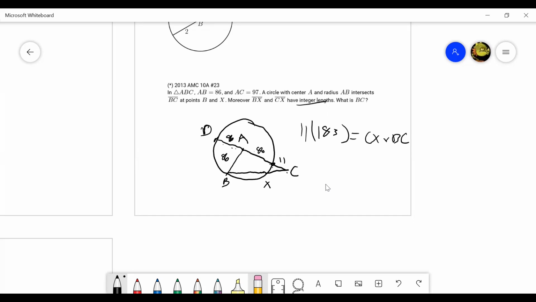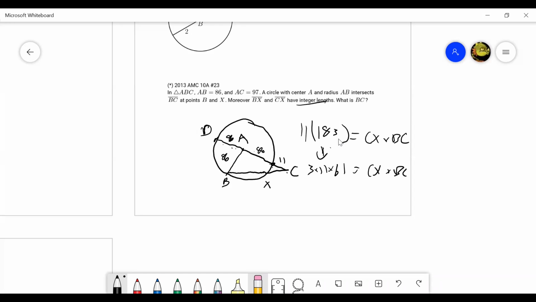And we know that CX and BC must both be integers because BX and CX have integer lengths. So this means that we can factor this product, and it's just 3 times 11 times 61, which is equal to CX times BC.